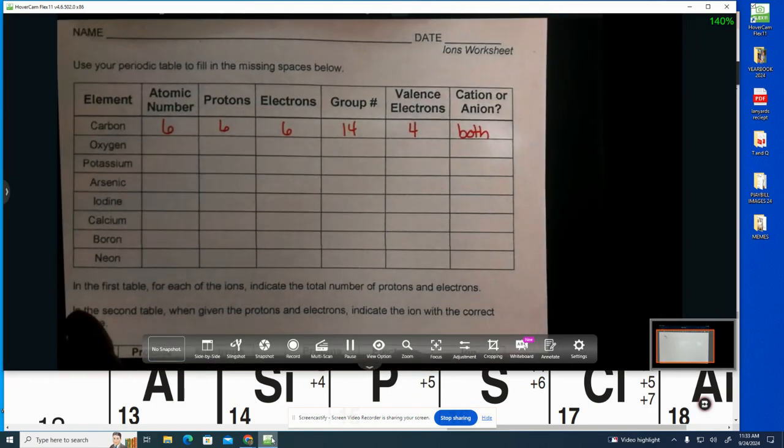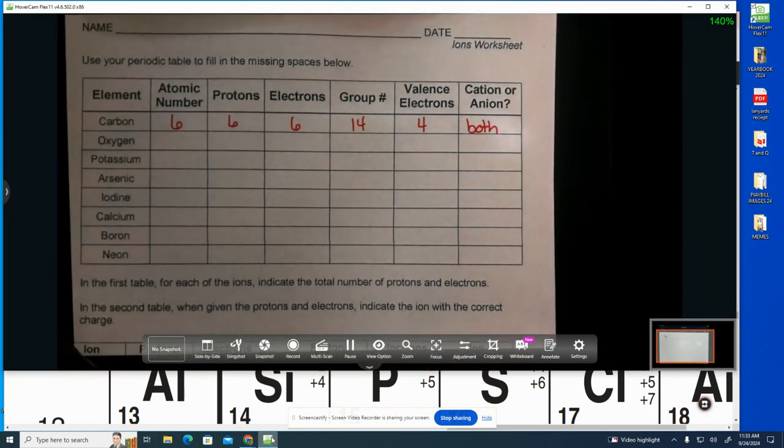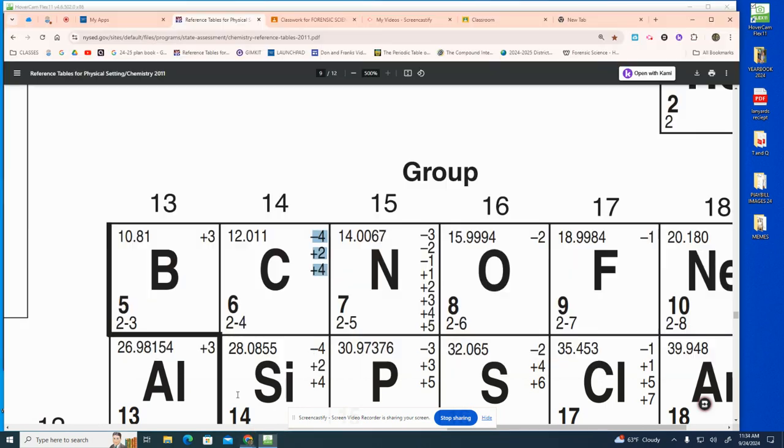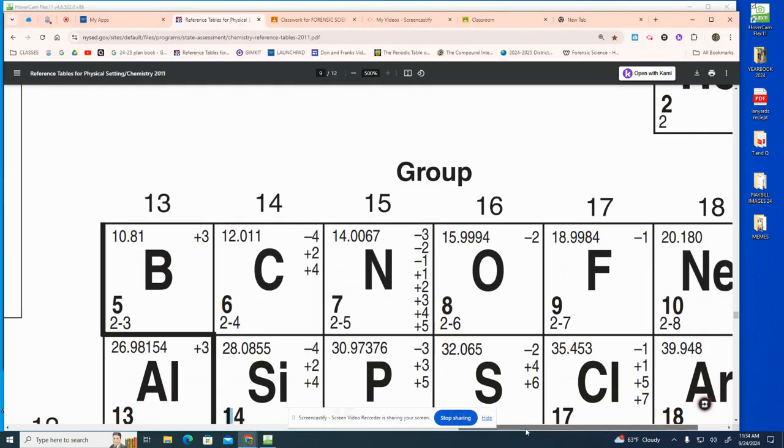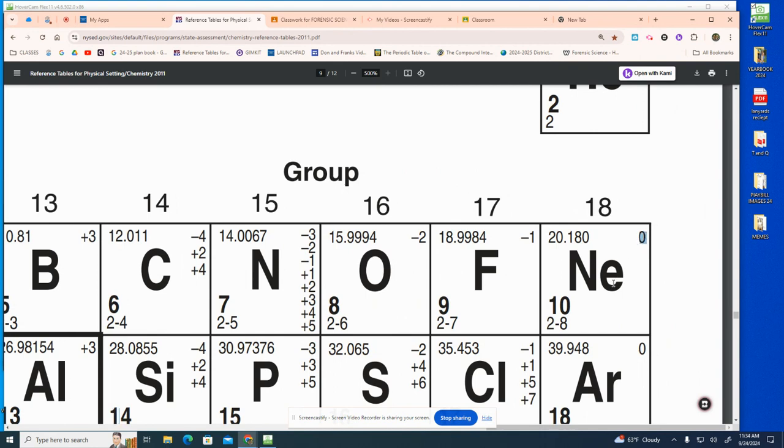Go ahead, Kevin. What's up? If it's 0 on the right, it's going to have neither. Neither. So you're looking at the last one there? See this neon with the 0? That means it's not going to form any ions. It's just going to be neutral. This fluorine can be neutral and it can be -1. It's 2 different things. Nitrogen doesn't know what the heck it wants to do. It can pretty much do anything. Then we had carbon and so on and so forth.